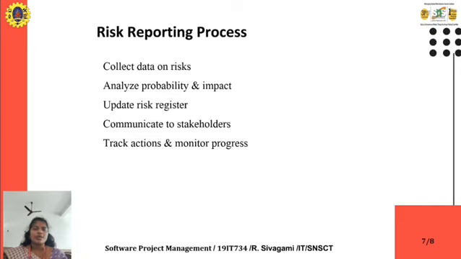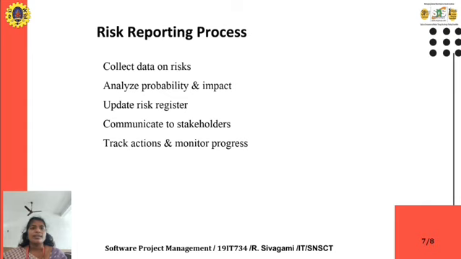Risk reporting process. What are all the steps we do for our risk reporting? The first one is collecting data on risk. We are going to collect the data on what risks occurred in our project. And then the next one is analyzing the probability and impact. What impact will that risk have on our project? We are going to analyze that.